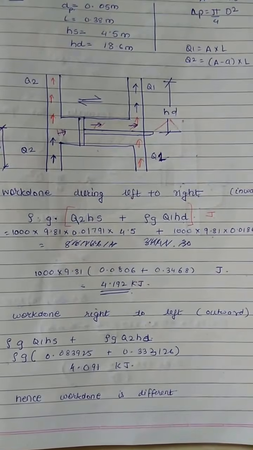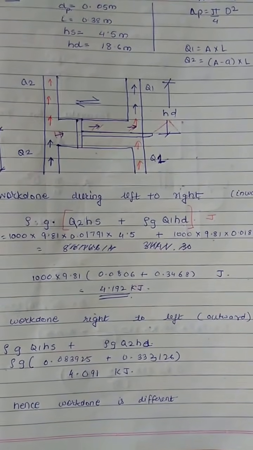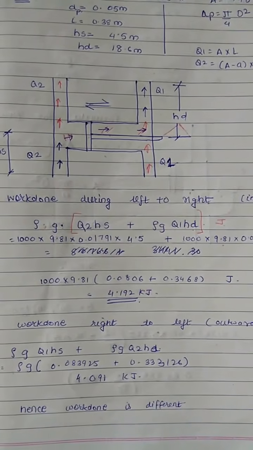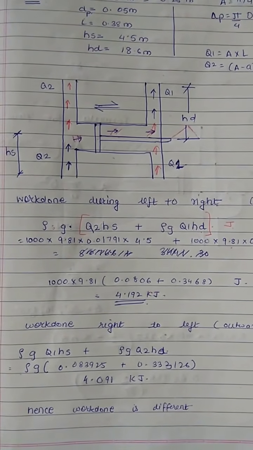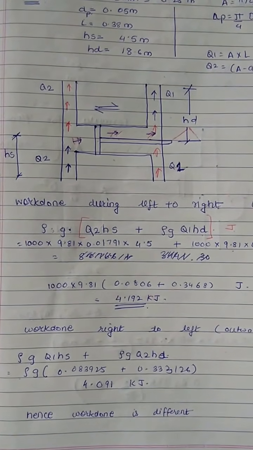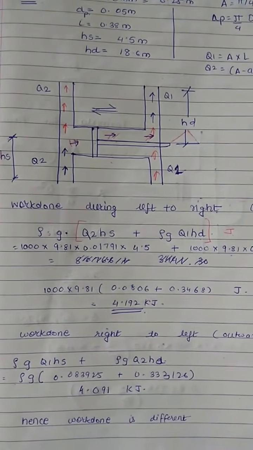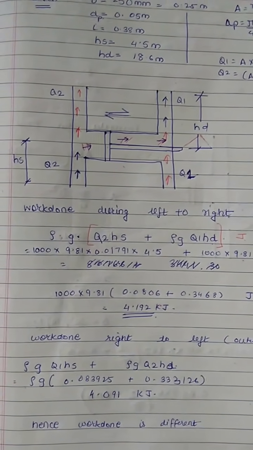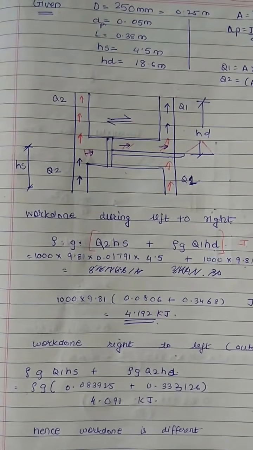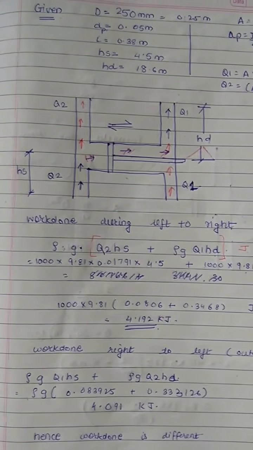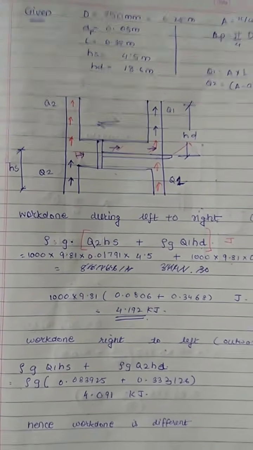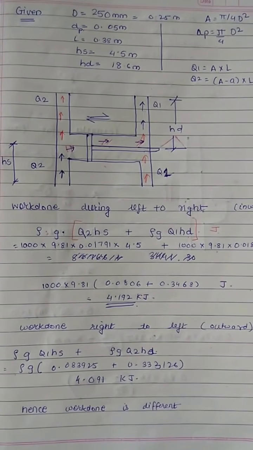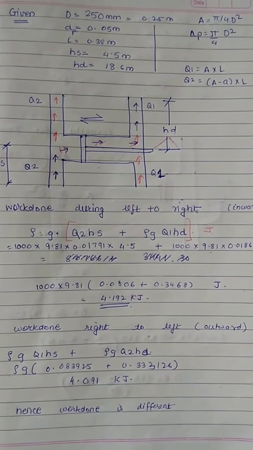Now we have to find out the work done of the piston from right to left, that is outward. So during the outward stroke, water will be discharged from the side Q2 and it will be sucked from the side Q1. Therefore rho g Q1 into Hs because it will be sucked from Hs, and rho g Q2 Hd because it will be discharged from the Q2 side. And we find out the work done again, and hence we get it different because of the simple area difference of the piston rod. So this, my friend, is how to find out work done of a double acting reciprocating pump.